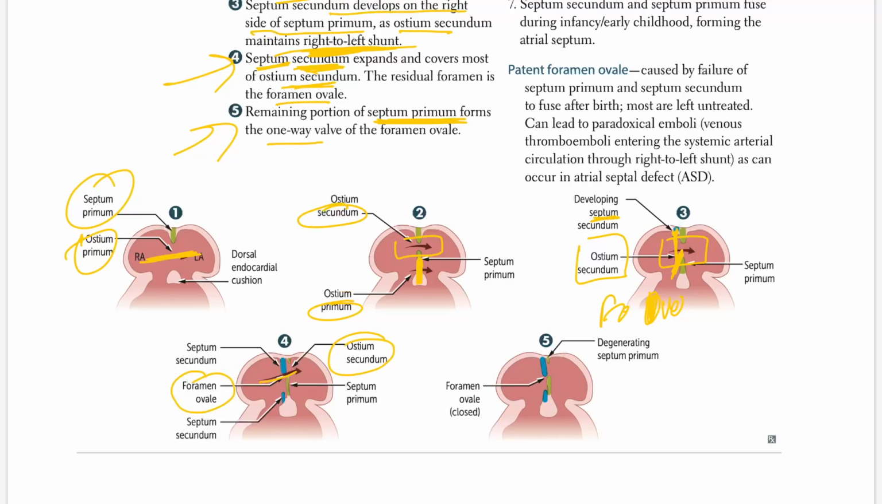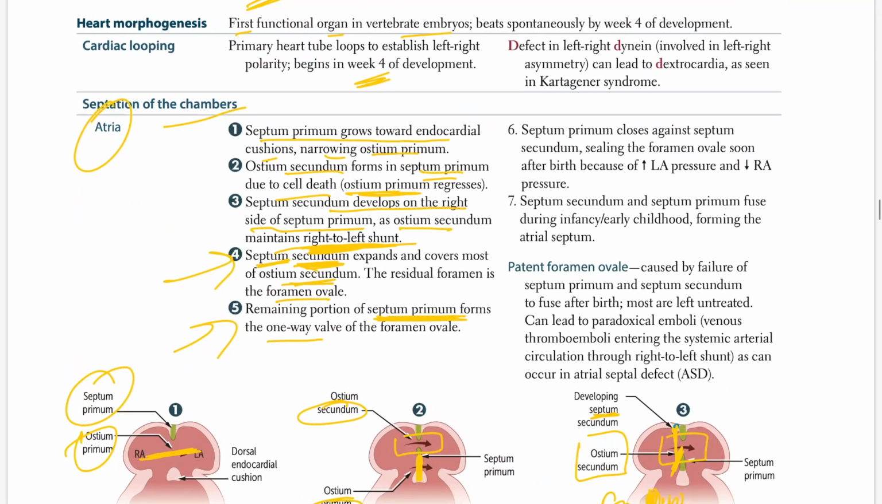That flap of opening is formed by two things: one is septum secundum, and the other is septum primum. A flap is formed called foramen ovale. Okay, and that's all for this atria.